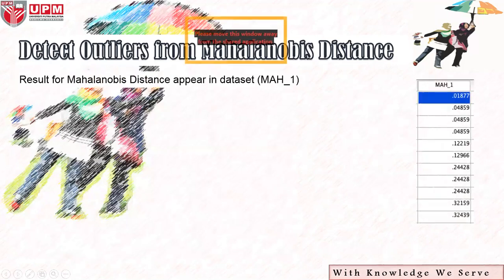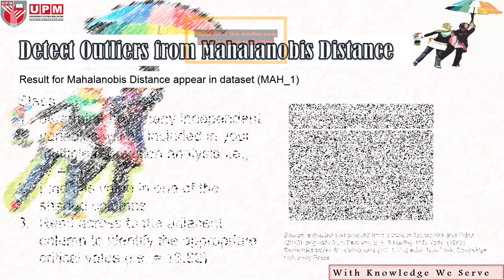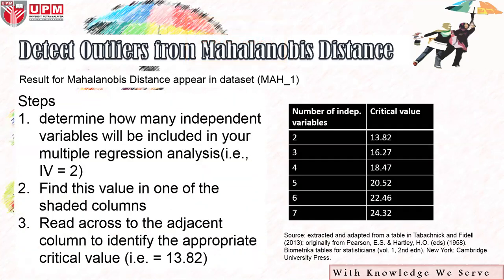Another thing is Mahalanobis. If you run it, you will notice in your data set, in your variable view, a new variable, mah_1. This refers to Mahalanobis distance. For the step, you can determine how many independent variables will be included in your multiple regression analysis. For example, in this case we use 2, and then we find this value in one of the shaded columns. This is the formula given by Tabachnick and Fidell.